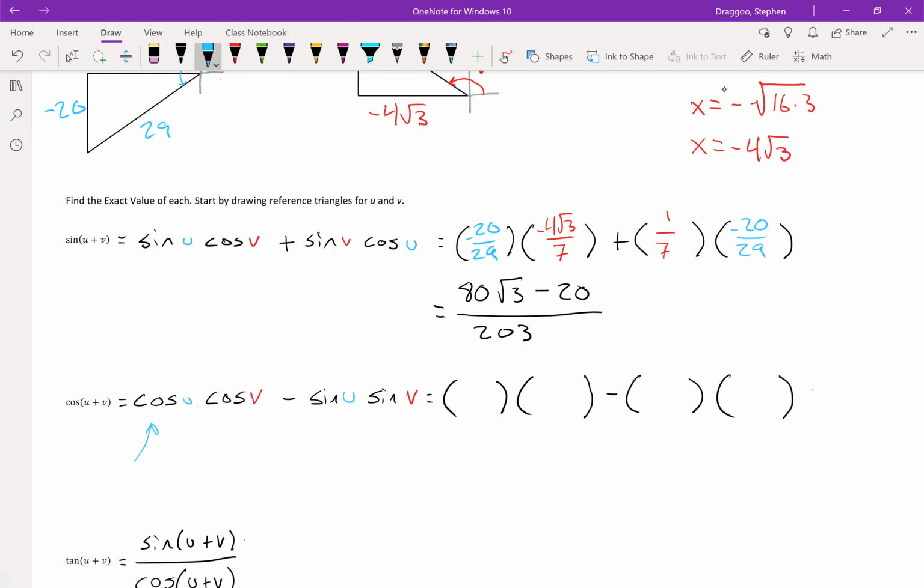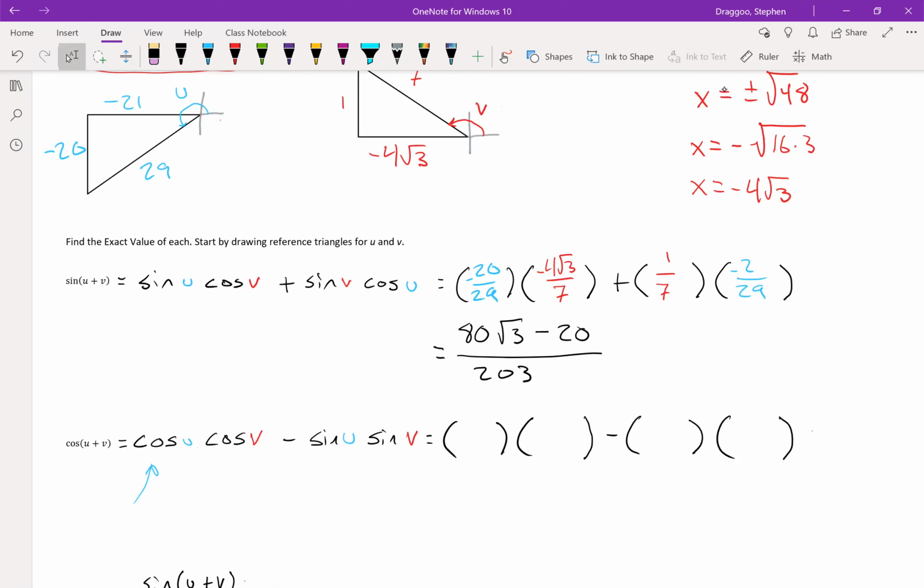Just realized there's an error in the previous problem. The cosine of U was actually negative 21 over 29, which means this simplified answer should have been 80 root 3 minus 21. Cool, so the cosine of U should be negative 21 over 29.